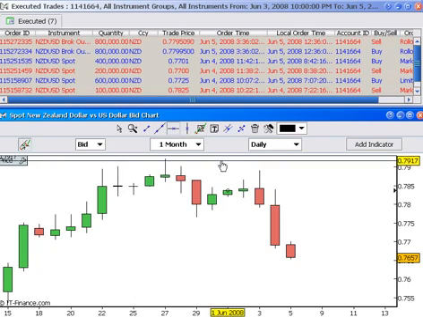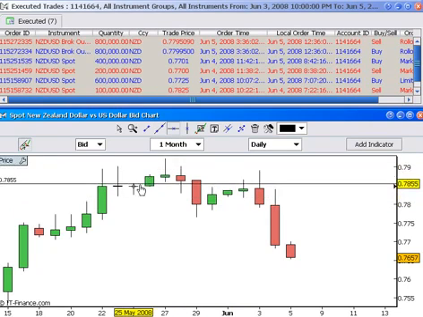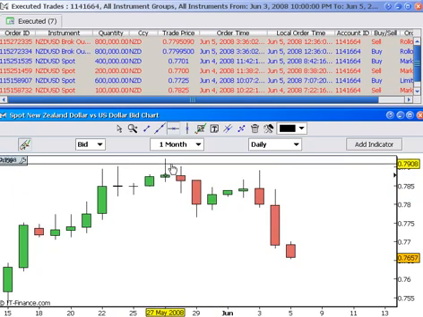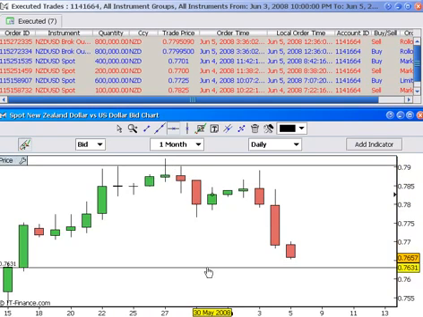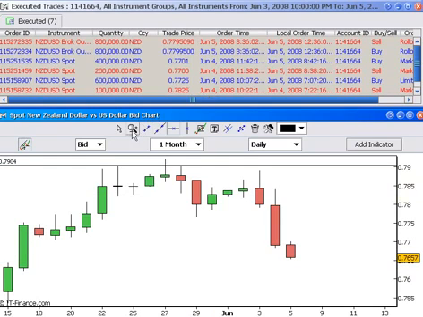Now, the fakey setup is a series of inside bars followed by a false break. Okay, so it's a false inside bar break. The first one was here, where this line is. You can see this bar here was the fakey. We had an inside bar, and then a move up and then fail, and we came down. Now, I didn't take that one. I just didn't see the signal, so I didn't take it.